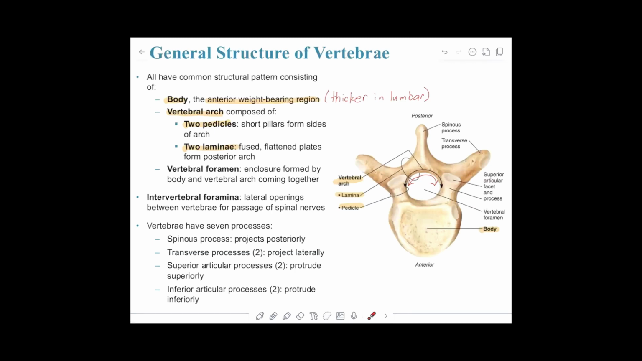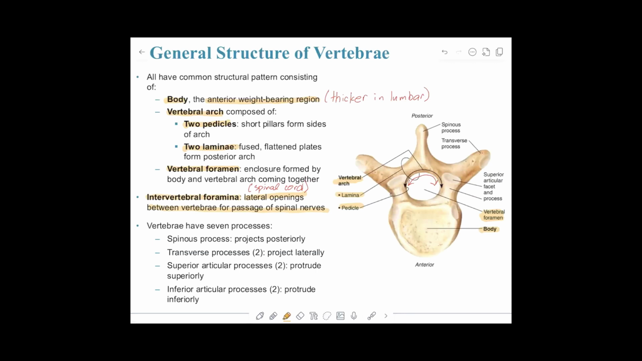The next common part of a vertebra is the vertebral foramen. And that enclosure is formed by the body and vertebral arch, and it's where the spinal cord is located. So remember, when you see foramen or foramina, you want to think hole. And this is a hole for a very large nerve, the spinal cord. Then there are intervertebral foramina, smaller holes, which are lateral openings between vertebrae for passage of spinal nerves. And we can't see them on this image, but we'll see them on the next one.